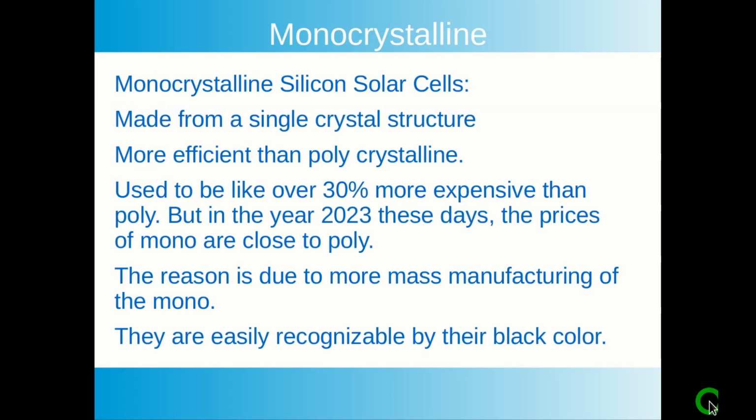So we'll start off with monocrystalline. Monocrystalline silicon cells are made from a single crystal. They are more efficient than polycrystalline.